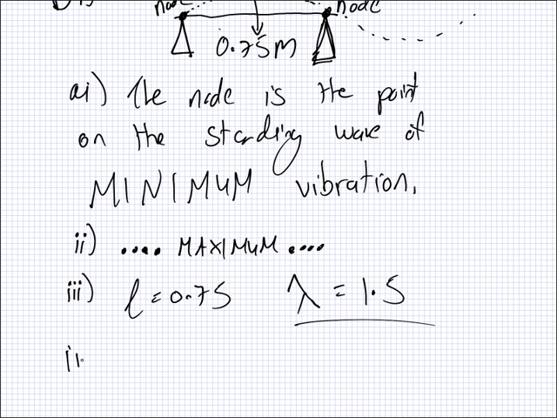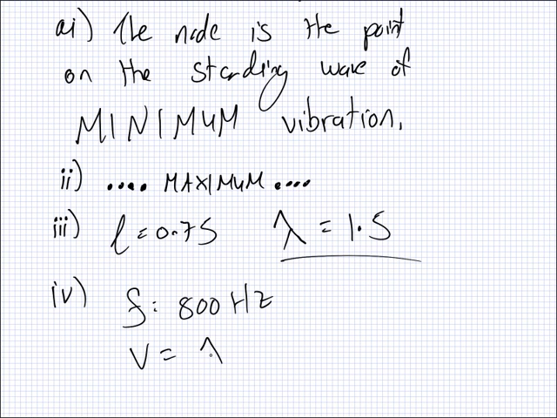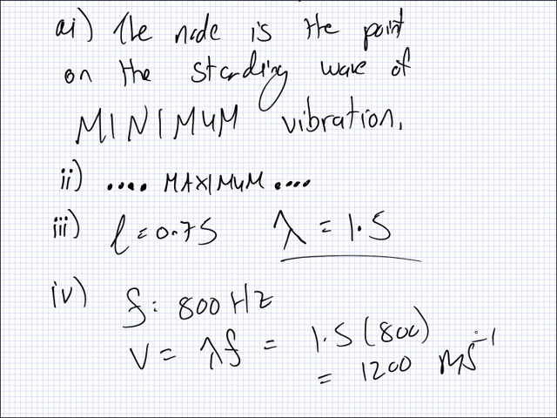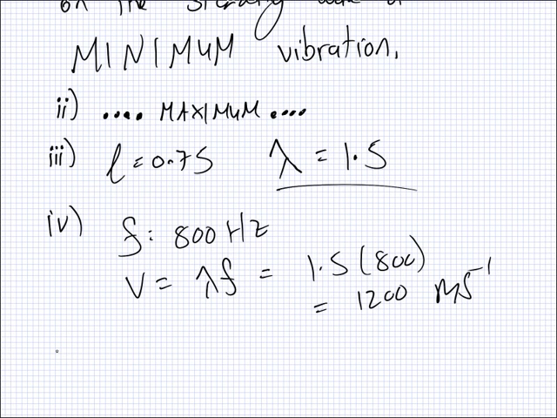If the lowest frequency which can form a stationary wave is 800 Hz, determine the speed of a wave on the string. Alright, so you have the formula V equals lambda F. So that's 1.5 times 800. So that's 1200 meters per second. Okay. Next.